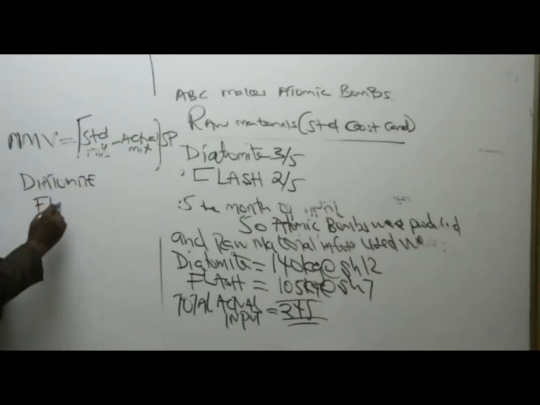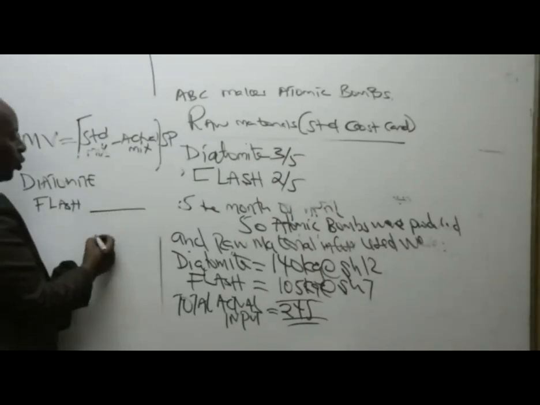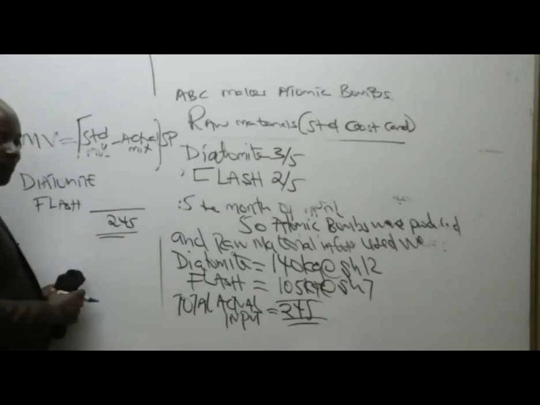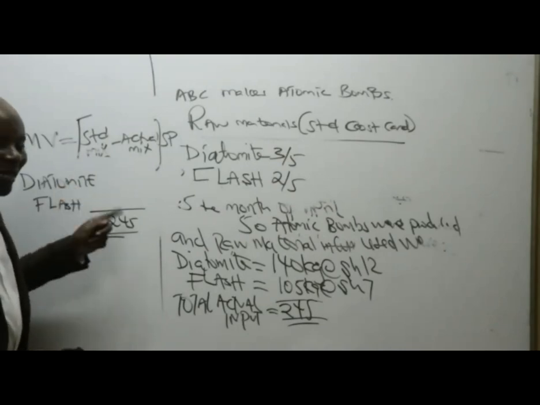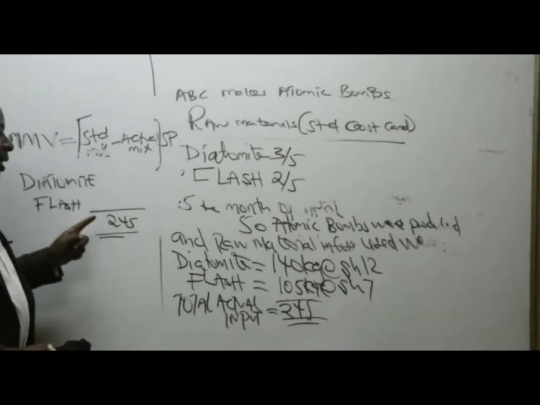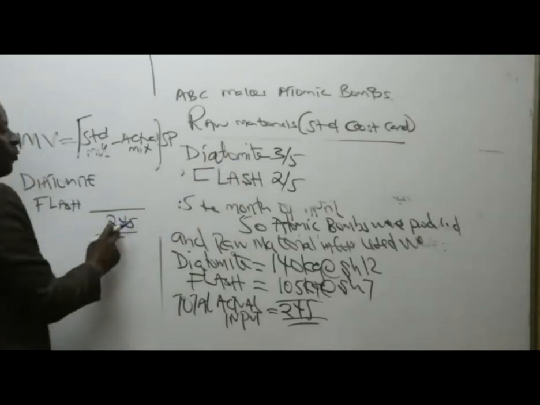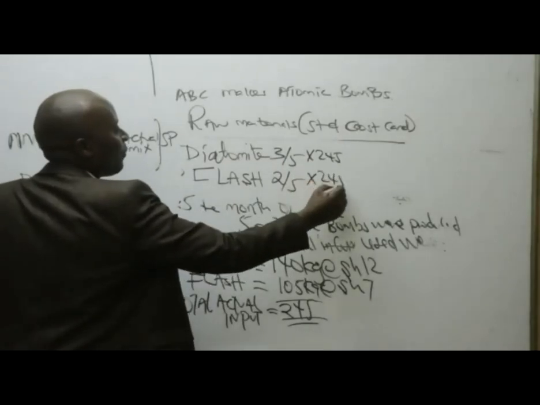Come here and write flash, the total actual. The total actual you said is 245. So remember that it is this total actual that we are flexing. So come and apply your standard proportions. Yani hapo useme 240. Useme times 245 times 245 like that.